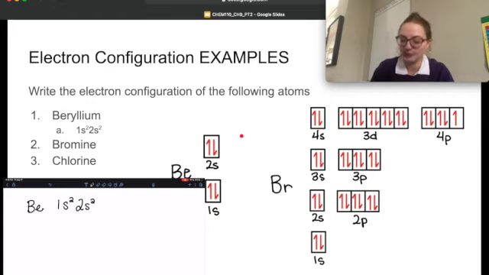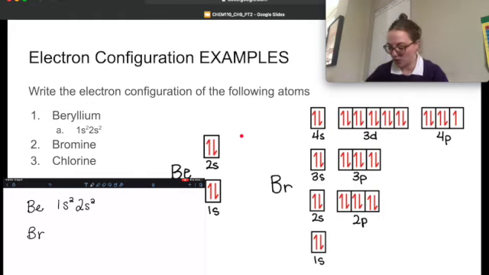1s2, 2s2. We also have the orbital diagram up there on the screen for bromine. We did that in the last video as well, so go check it out. But let's do the electron configuration for bromine. Again, you're going to write what you see in your orbital diagram.